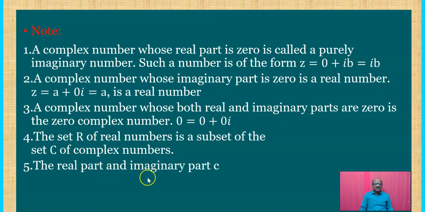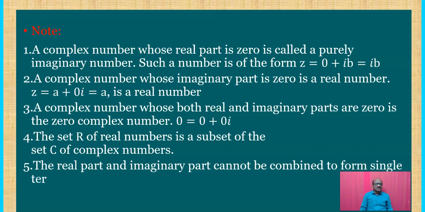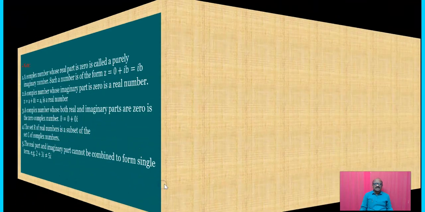The real part and the imaginary part cannot be combined to form a single term. For example, 2 + 3i, we cannot add this. 2 + 3i is not equal to 5i. We cannot add this.